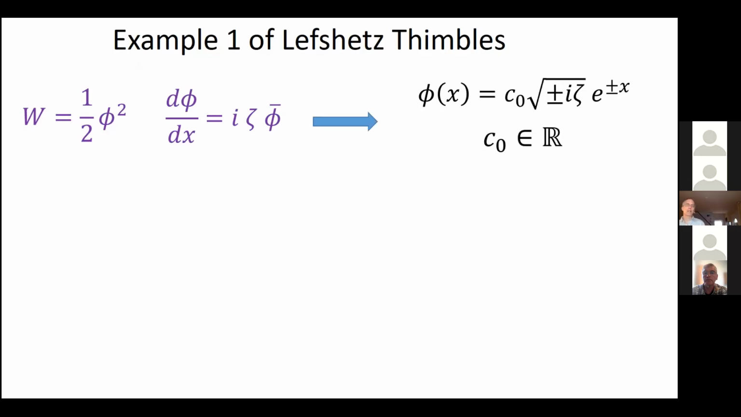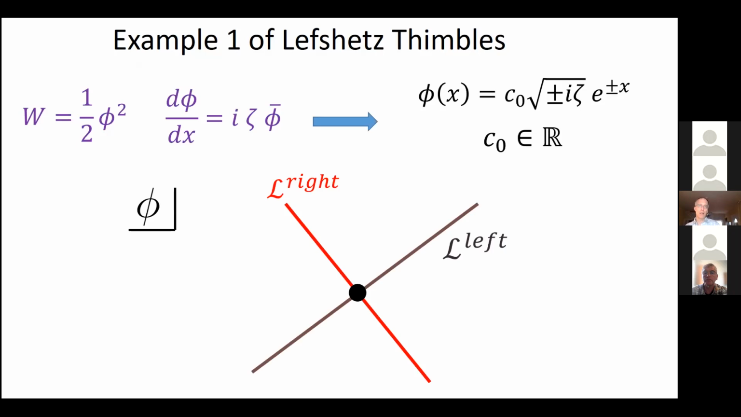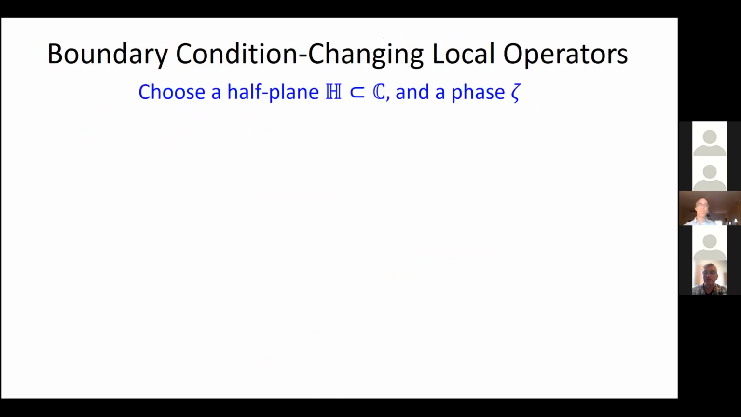Now notice that this zeta soliton equation is not invariant under multiplying phi by a general complex number, but it is invariant under multiplying phi by a general real number. So the set of possible boundary conditions is a straight line of a fixed phase inside the complex phi plane, and that's indeed a Lagrangian subvariety. And in a similar way, there's a left Lefschetz thimble.